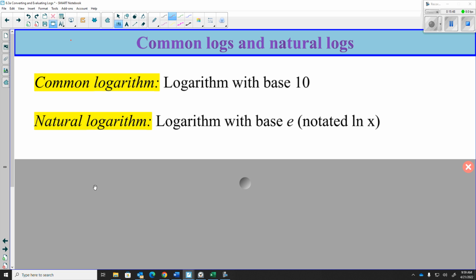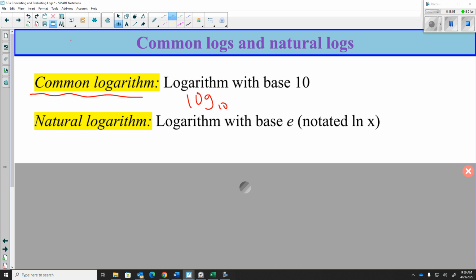On your calculator, you have a button that says log. Here's what that is. It's the common logarithm. That's a logarithm with a base of 10. So it looks like this, log base 10. The natural logarithm is a logarithm with a base of, there's that number again, e.